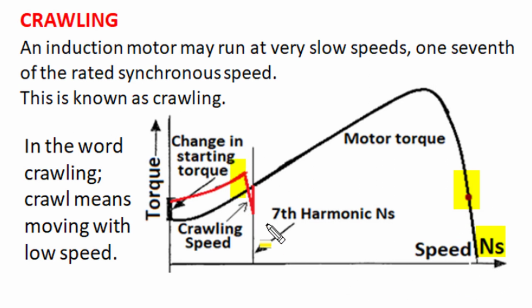But if the same induction motor runs at a very slow speed, which is 1/7 of normal synchronous speed, this slow speed running of induction motor is known as crawling. Now in this word, crawl means moving with low speed, and our motor will move with a struggling low speed during this problem of crawling.